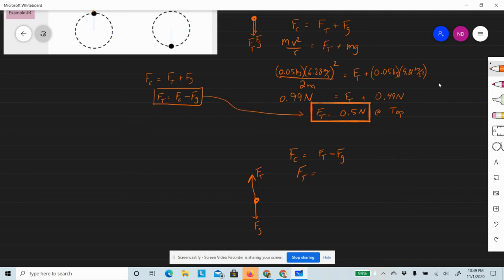Here we're going to get the reverse. We're going to get the force of tension to be equal to the centripetal force plus the force of gravity. The centripetal force is still the same, mv squared over r, which we figured out was 0.99 newtons. The gravity is still the same, mg, which we figured out was 0.49 newtons. So the tension force will be 0.99 plus 0.49, which is 1.48 newtons.